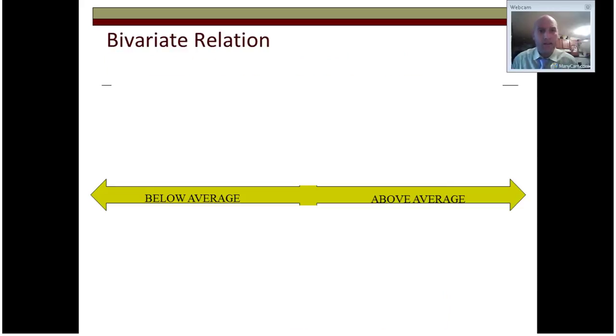Let's see if we can take this a little bit further into visualizing it mathematically. We're going to talk about two variables here. One of them is across the x-axis here. Let's say, for example, that's the size of your feet. Over here on the right-hand side, people with large feet, perhaps we could say above average. If somewhere here in the middle is the average, to the right is above average, to the left is below average. But this is a bivariate relation, so we're going to have two variables.